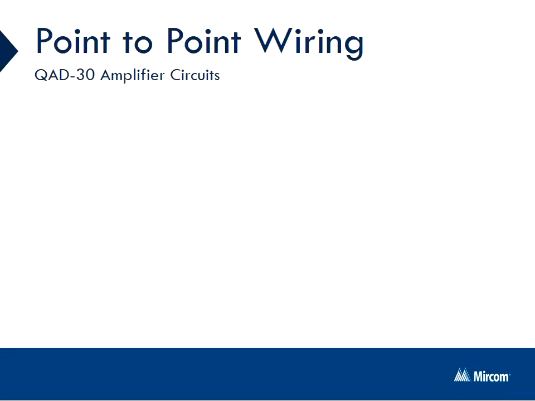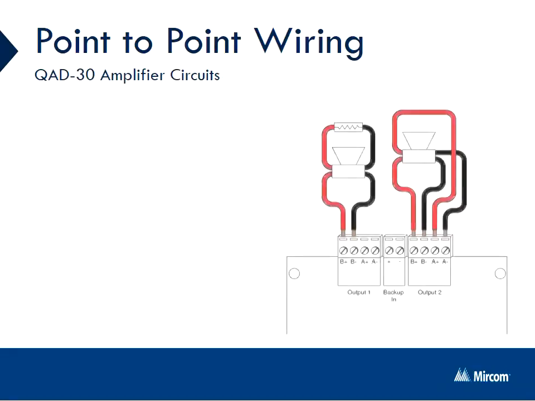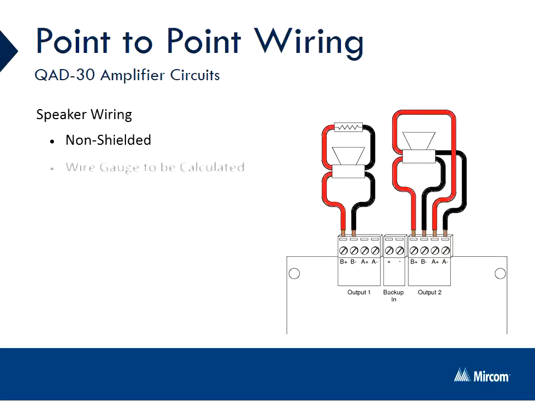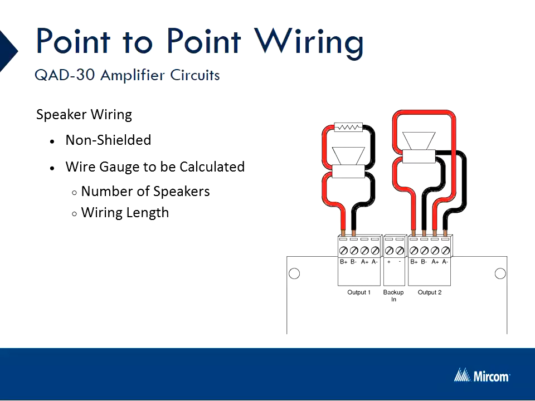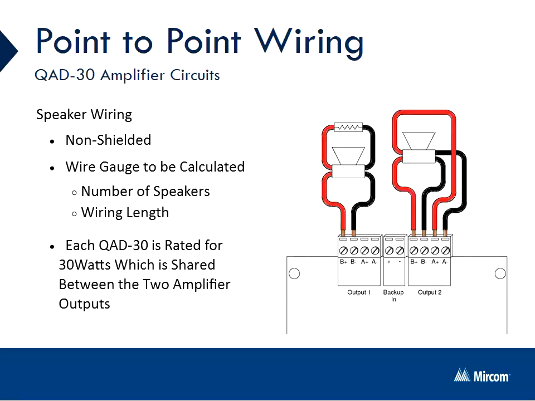Wiring of amp circuits are as follows. For Class B speaker circuits, you'll want to connect the wires to the B positive terminal and the B negative terminal. At the end of the circuit, you will want to install the 22K end-of-line resistor. For Class A speaker wiring, you will wire out from the B positive and B negative terminal. Once you reach the last speaker, you will return the wires back to the A positive and A negative terminals on the amplifier output. The speaker wiring should be a non-shielded pair of wires with the number of speakers, the wiring length, and size determined by calculating the draw of the circuit. Each Quad 30 is rated for 30 watts, which is shared between the two outputs on the digital amplifier.